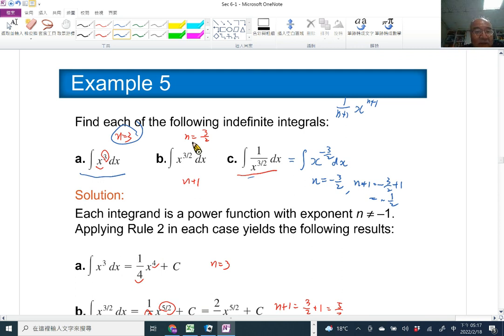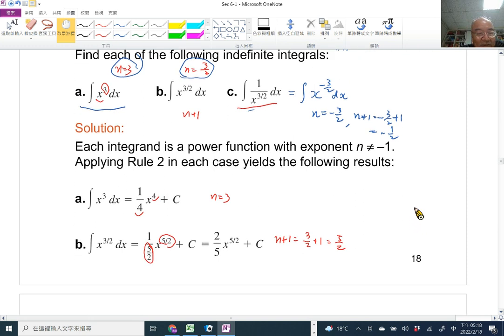And the second one, we recognize that n is equal to 3/2. So 3/2 plus 1 is 5/2. So we have 1 over 5/2 times x to the power of 5/2, or flipping it, 2/5 times x to the power of 5/2. Okay, and how about this one?